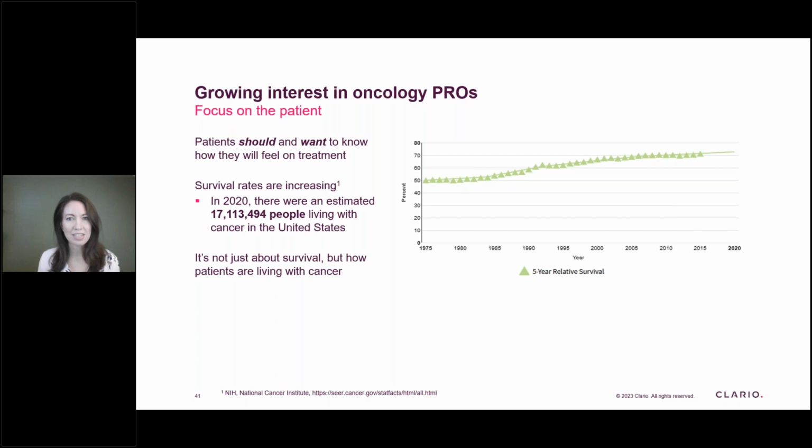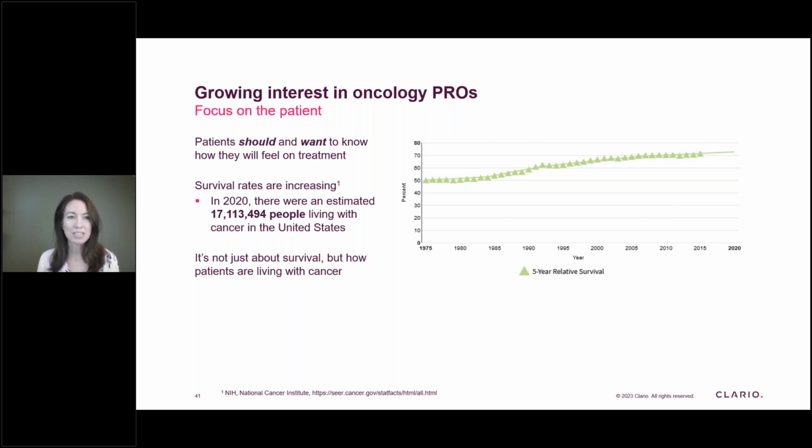The first reason we're seeing this growing interest in oncology PROs is maybe obvious. It's the patients. It's that patients should and want to know how they will feel on treatment. So cancer survival rates are increasing, which is great, as this graph is showing. But that also means that more people now are living with cancer than ever before. For example, in 2020, an estimated 17 million people were living with cancer in the US alone. So it's not just about survival, it's about how patients are living with cancer.